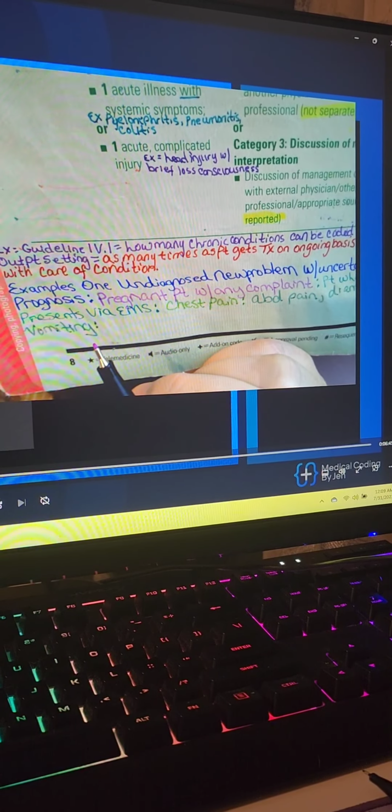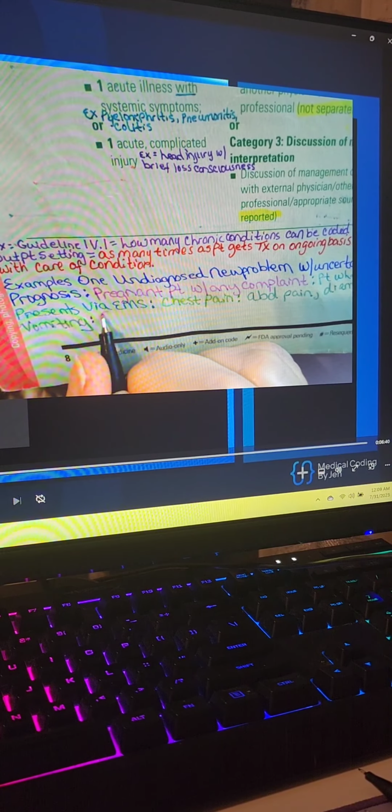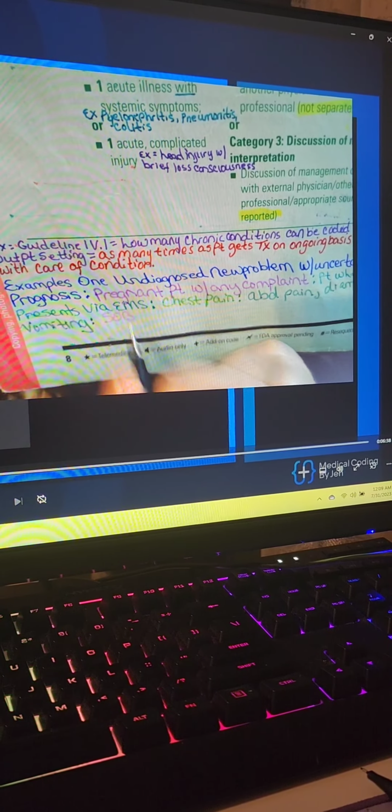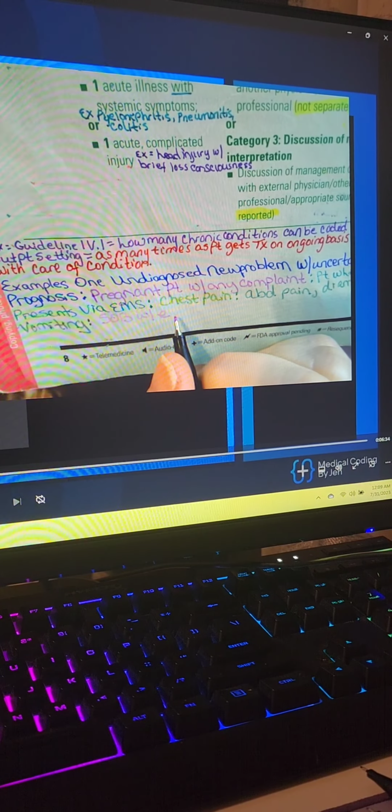Let's see. How about shortness of breath with edema?